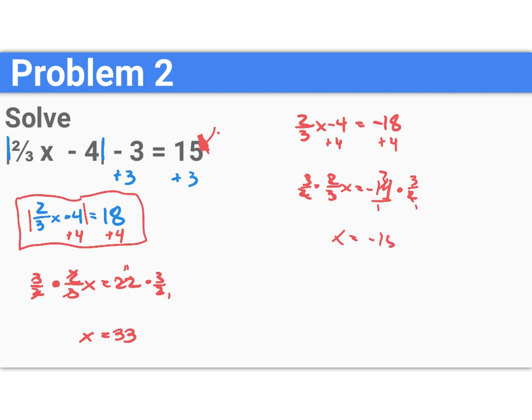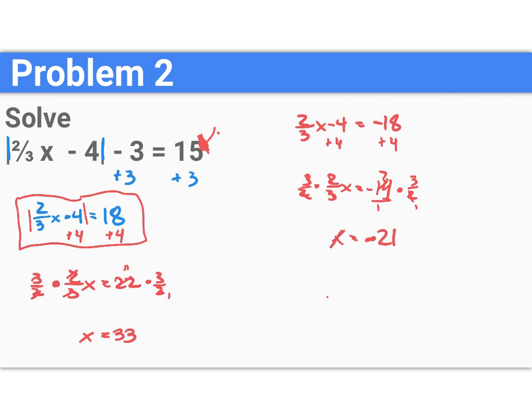X will equal negative 21. You stick negative 21 in here. I'm sorry, not 18, 21. 3 times 7 is 21. I'm moving too fast. I'm making mistakes. All right. So if you stick 21 and multiply by 2/3, you'll get 14. Negative 14 minus 4 is negative 18, but the absolute value of negative 18 is positive 18, and it leaves you with the same thing.